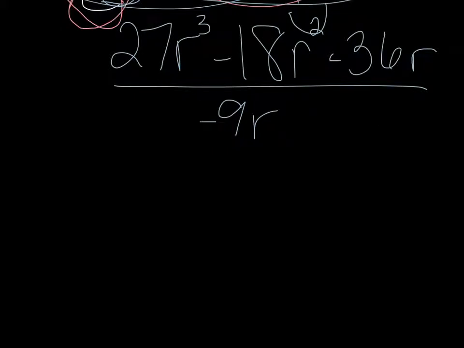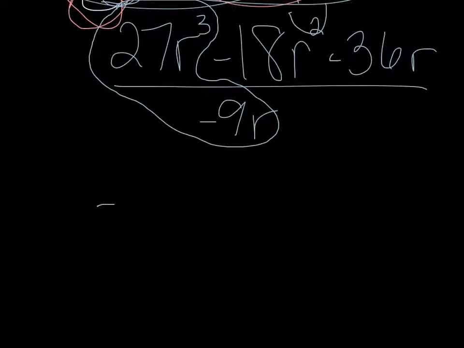Once again, we have 3 terms divided by 1 term, so I need to take all 3 of those terms and divide it by my denominator. For that first term, when I take 27r to the 3rd over negative 9r, I first notice that I have a positive divided by a negative, which gives me a negative answer. 27 over 9 gives me 3. R to the 3rd over r gives me r squared.